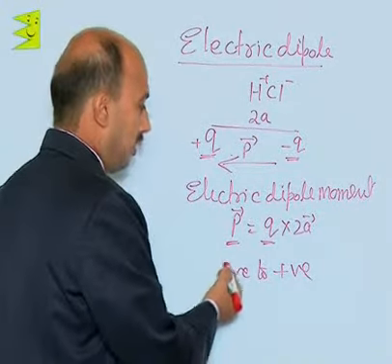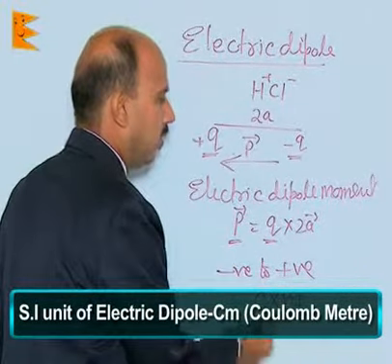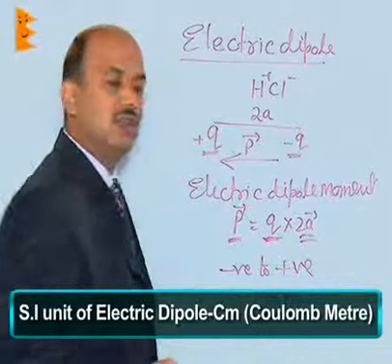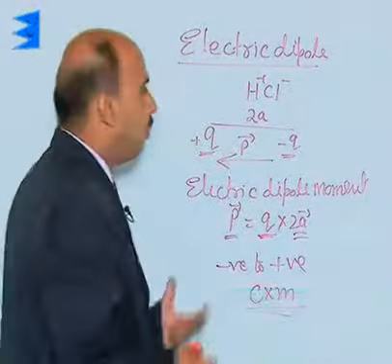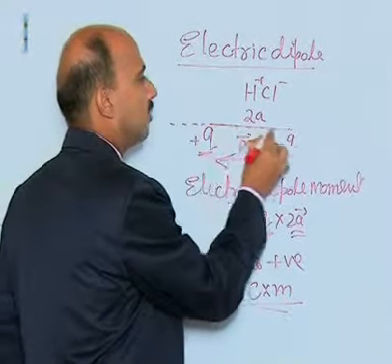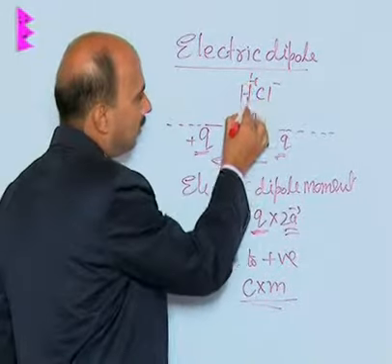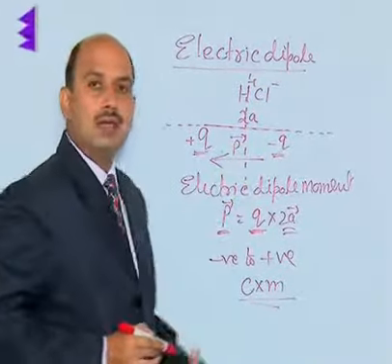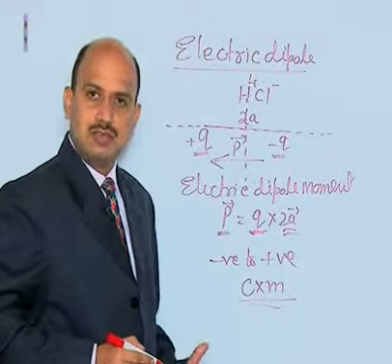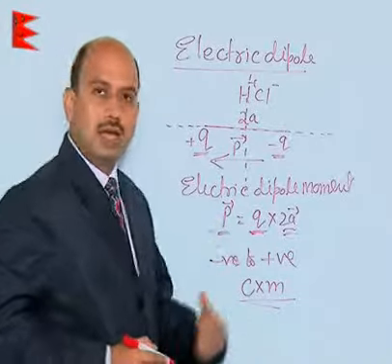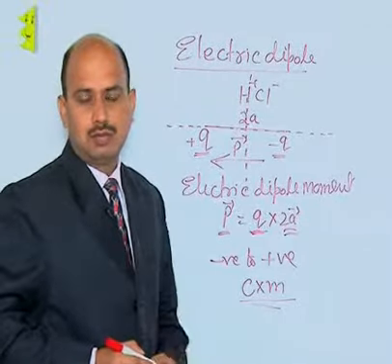And see here, the SI unit of this electric dipole moment is Coulomb into meter. You can write from here only, this is Coulomb and 2a is the distance of separation, that is, Coulomb into meter. The line through the dipole is known as the axis of the dipole. And the perpendicular bisector of this axis is known as the equatorial line of the dipole. So now we have to calculate the electric field intensity at a point on the axis of the dipole and also at a point on the equatorial line of the dipole.